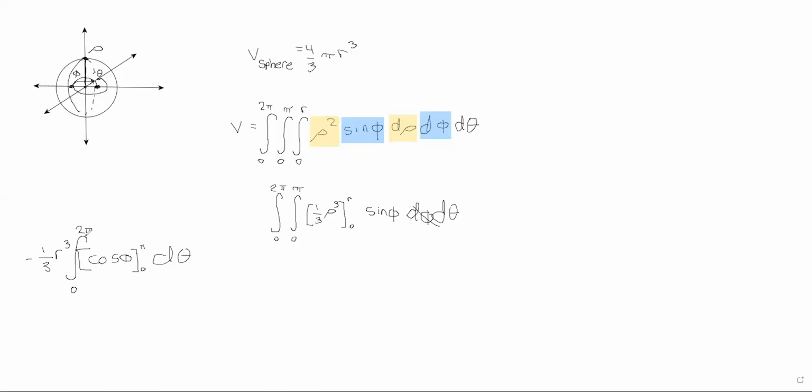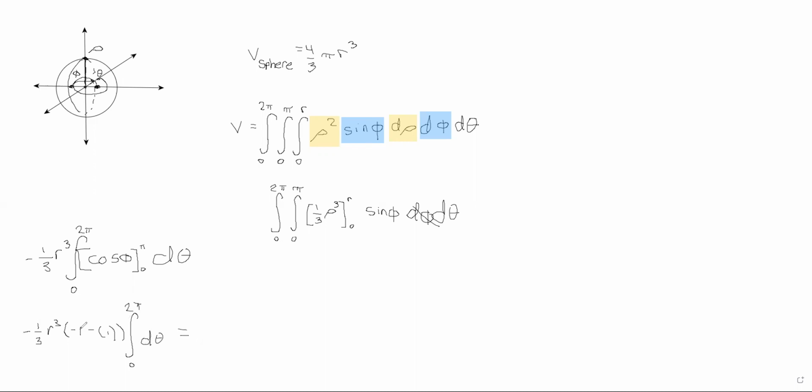All right. So now let's just deal with this part real quick. It's just some simple trigonometry. Cosine of pi is negative 1. Cosine of 0 is 1. So this works out to be negative 1/3 r cubed. I'm going to move this whole thing outside of the integral because we've already integrated that part. There's nothing else to be done besides plugging in the endpoints. Cosine of pi is negative 1. Cosine of 0 is 1. And then we have the integral from 0 to 2 pi of just d theta.